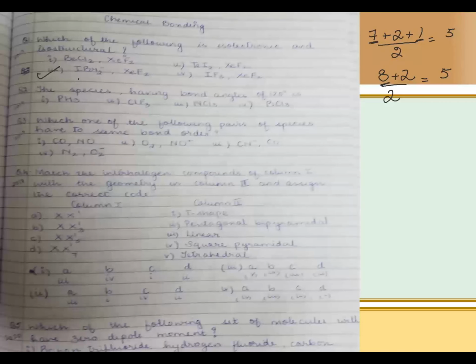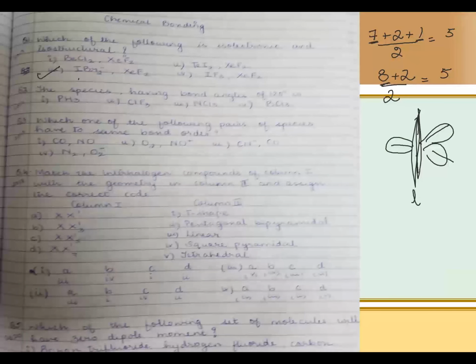Now 5, 5 we have. Here we have 2 bond pairs. Here also we have 2 bond pairs. So everything is the same here actually. What is the shape? Linear shape. The shape was supposed to be like this, but then you're having 3 lone pairs and 2 bond pairs, so it became linear shape. Both of them have linear shape. Both of them have the same number of valence electrons.